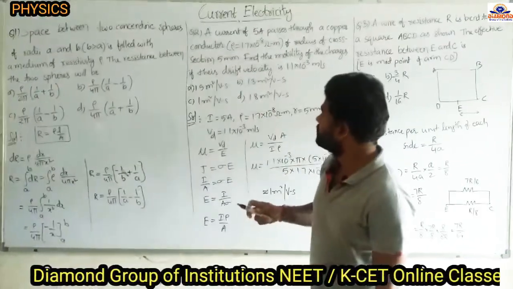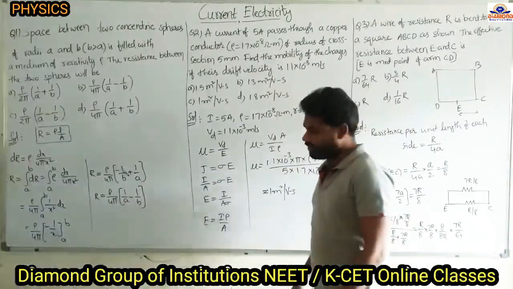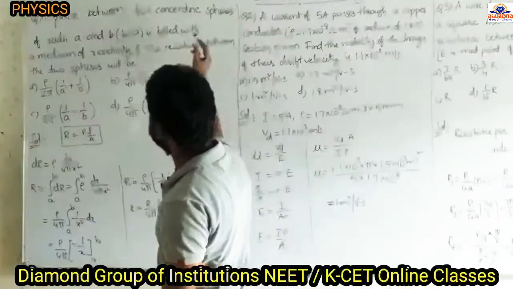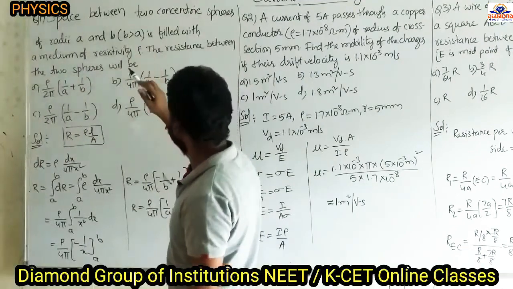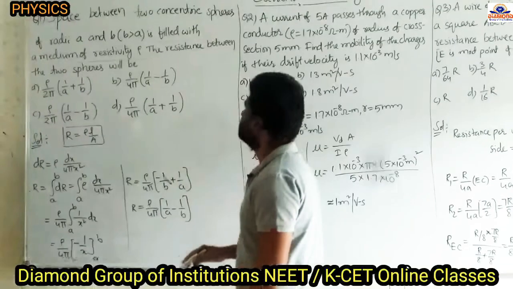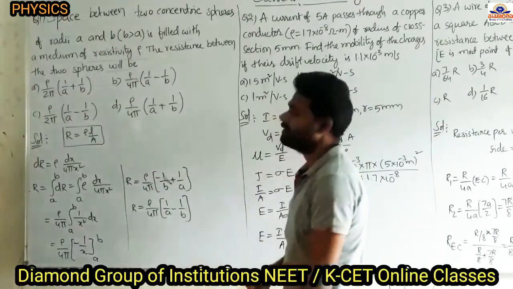Today we are going to discuss the previous year questions on current electricity. So see the first question. The space between two concentric spheres of radii A and B, where B is greater than A, is filled with a medium of resistivity rho. The resistance between the two spheres will be?